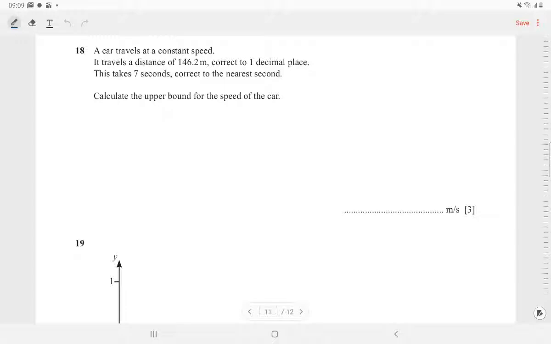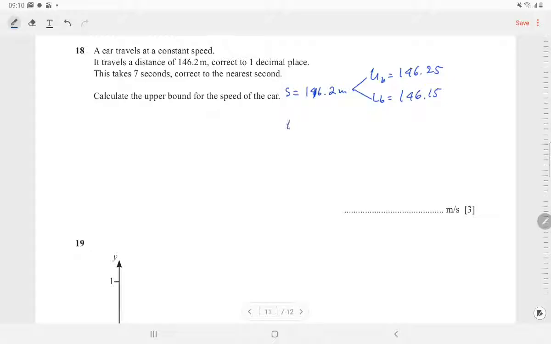Okay. A car travels at a constant speed. This is about upper bound and lower bound. The car travels a distance of 146.2 meters, correct to 1 decimal place. Because this is correct to 1 decimal place, the upper bound should be to 2 decimal places, so 146.25, and the lower bound will be 146.15.